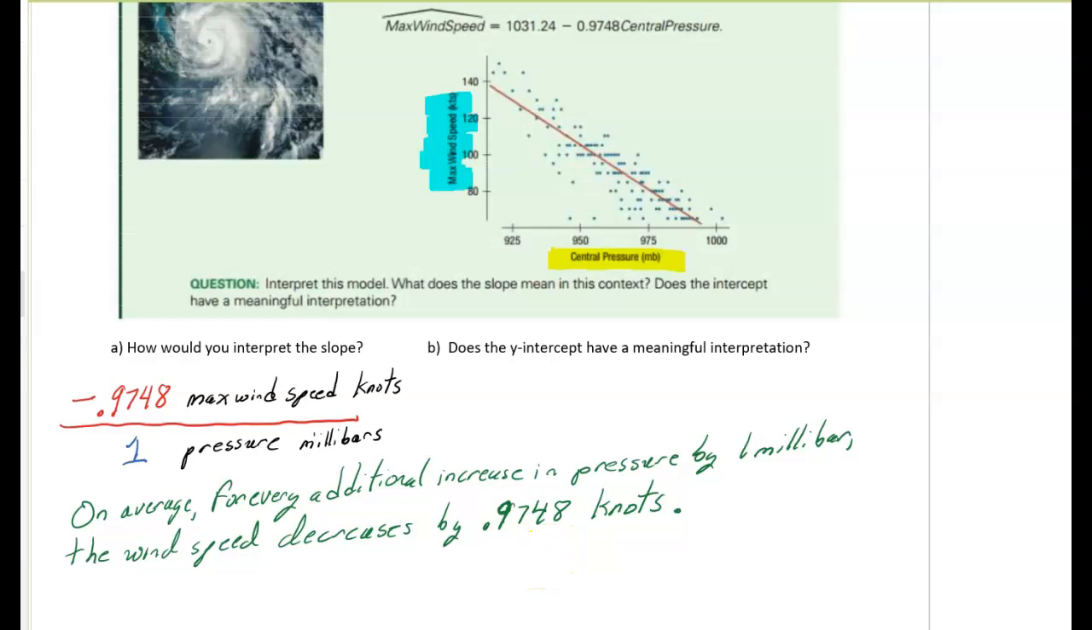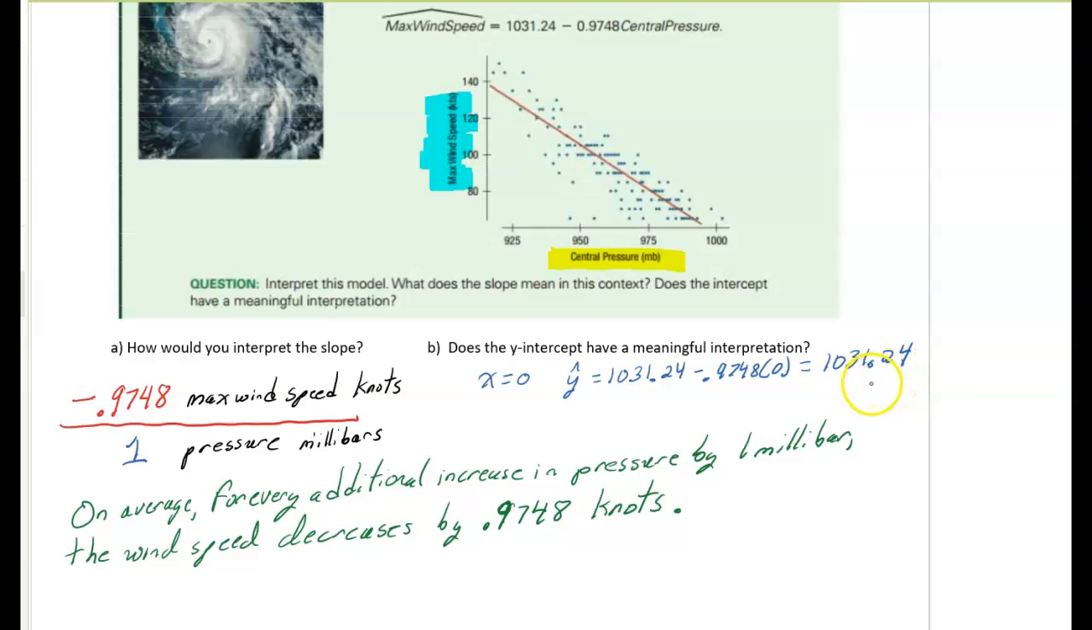Let's take a look at part B. Does the y-intercept have a meaningful interpretation? So that means x is 0 again. So y hat would be 1031.24 minus 0.9748 times 0, which is 1031.24. That would mean if there is no pressure, the wind speed would be 1031.24 for the hurricane.